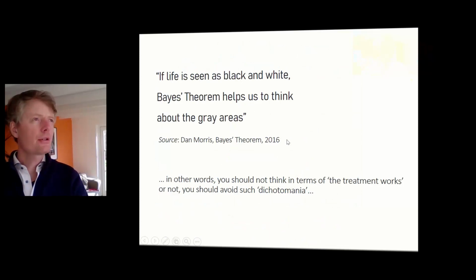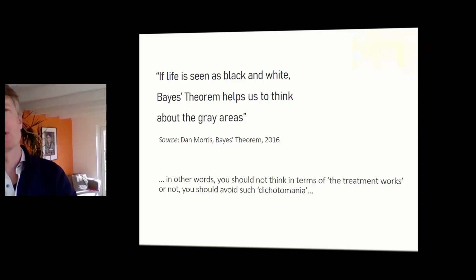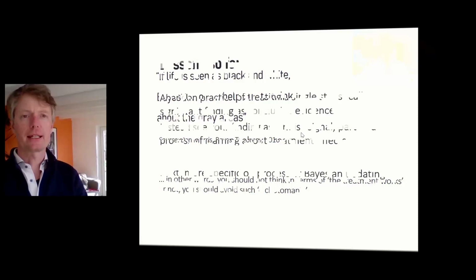So Bayes' theorem is all about thinking in terms of gray areas, rather than simply black and white, whether a treatment works or not. We can only say with some probability whether a treatment works, and we keep updating that probability. And so we should really avoid this so-called dichotomania, and avoid from now on thinking in terms of black and white.